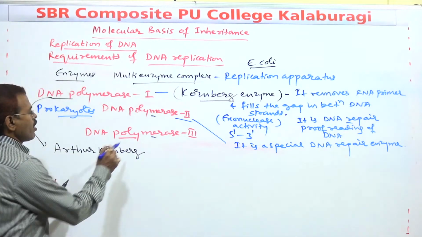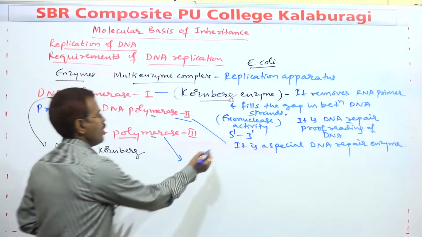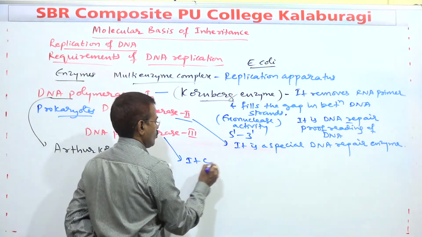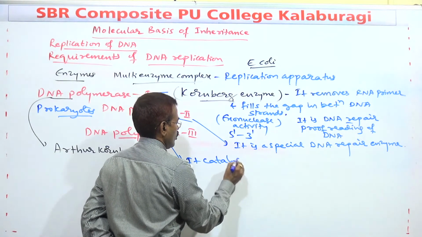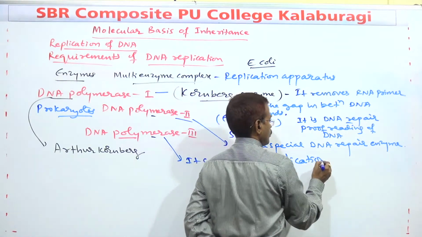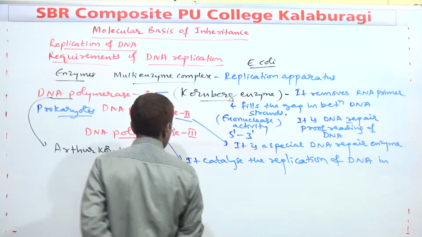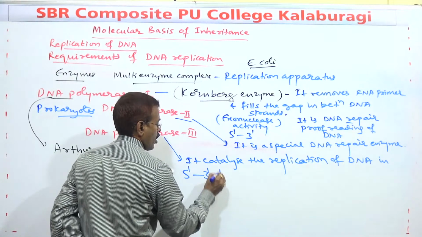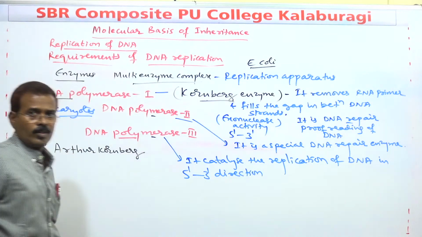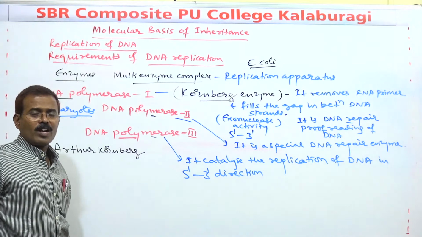The most important enzyme is DNA polymerase 3. DNA polymerase 3 catalyzes the replication of DNA in 5' 3' direction.